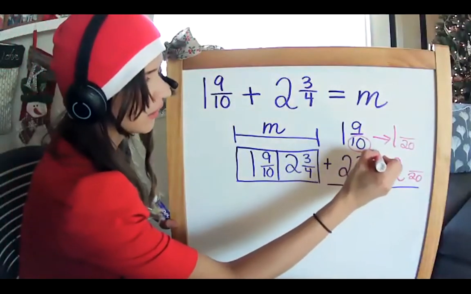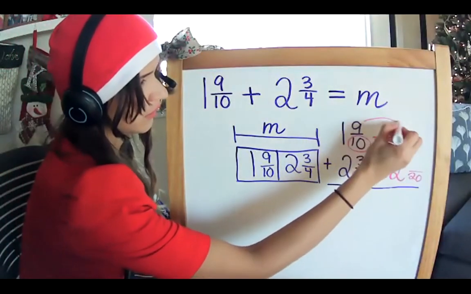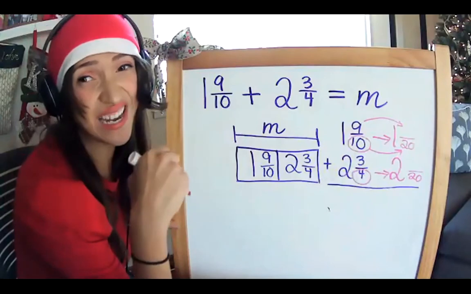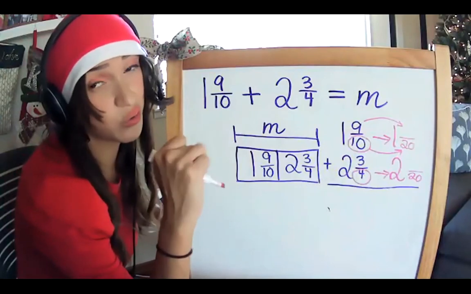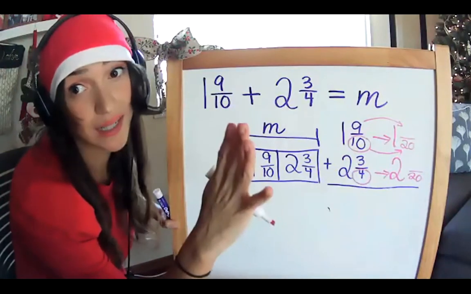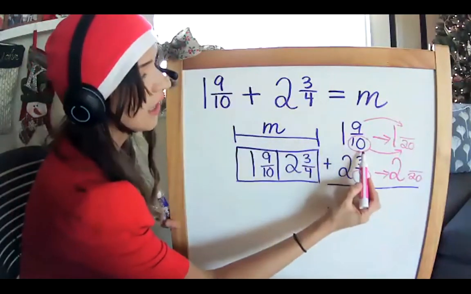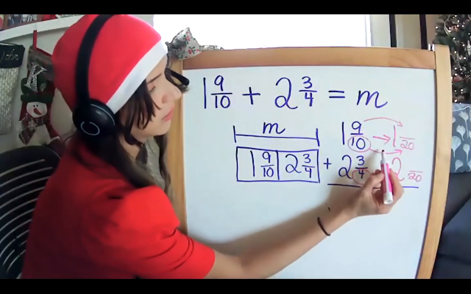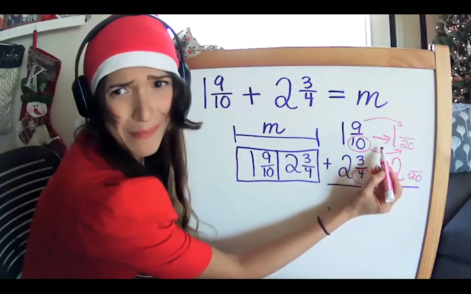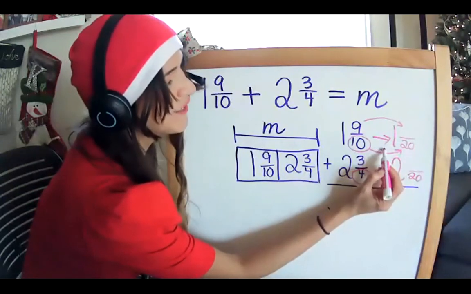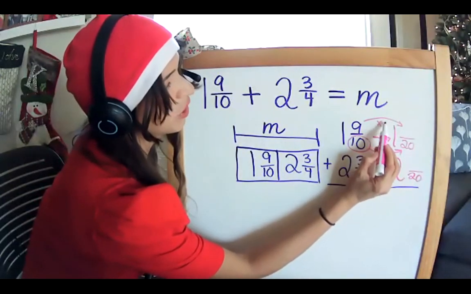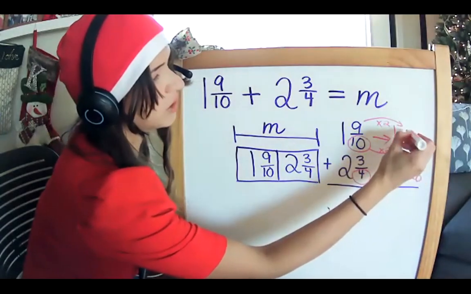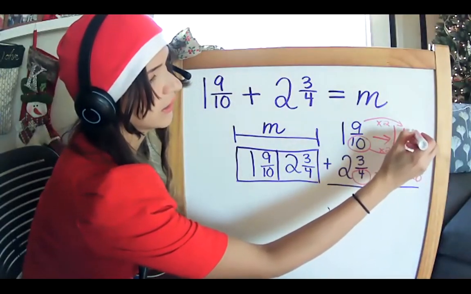But the thing is, if you just look at it, it's already kind of simple. I just don't want any careless mistakes. Remember, I told you that's the number one mistake that I get, careless errors. All right, how do I get from 10 to 20? Times 2. Whatever I do to my denominator, I do to my numerator. 9 times 2 is 18.